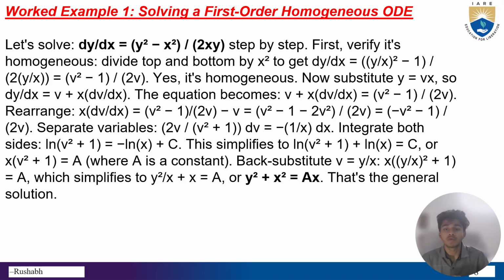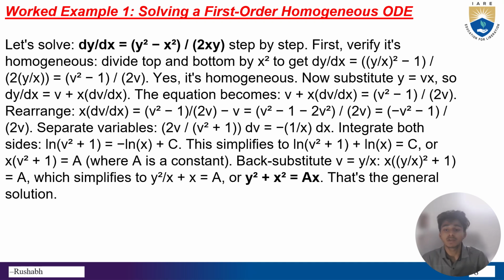The equation becomes v + x dv/dx = (v² − 1)/(2v). Rearrange: x dv/dx = (v² − 1)/(2v) − v = (v² − 1 − 2v²)/(2v) = −(v² + 1)/(2v). Separate variables: 2v/(v² + 1) dv = −(1/x) dx. Integrate both sides, so we get ln(v² + 1) = −ln x + c. This simplifies to ln(v² + 1) + ln x = c, or x(v² + 1) = a, where a is a constant.